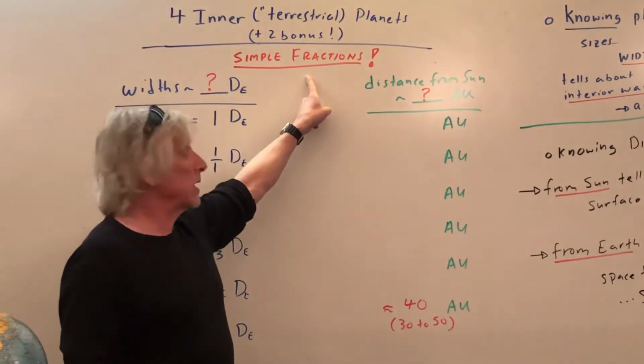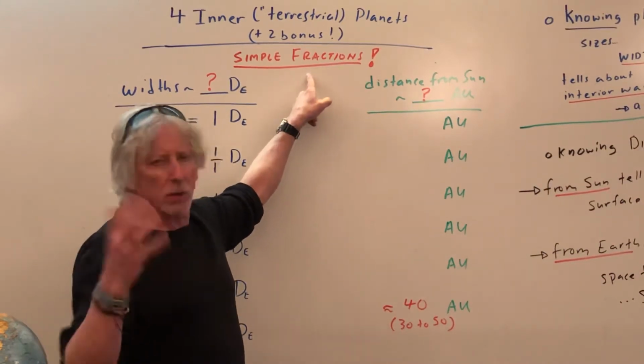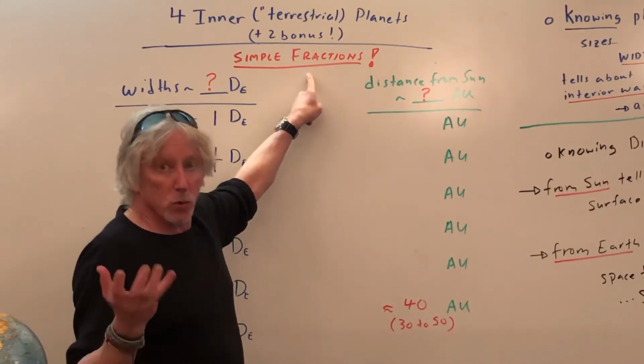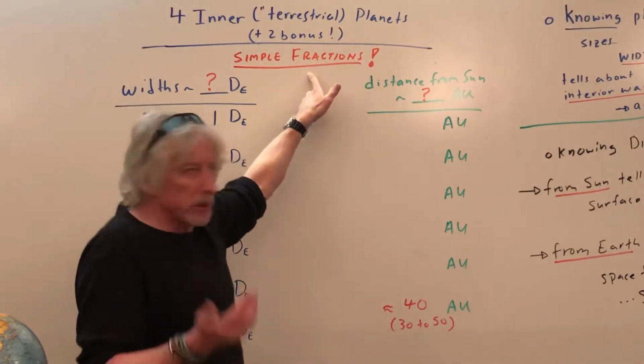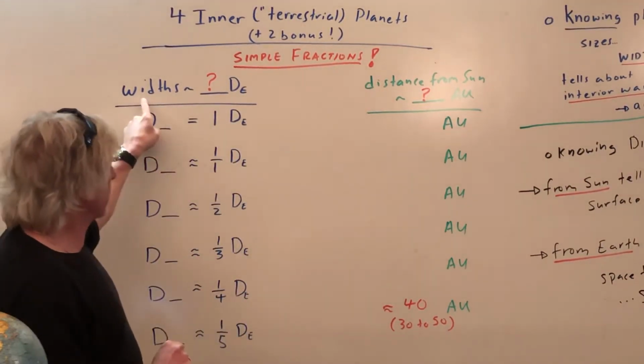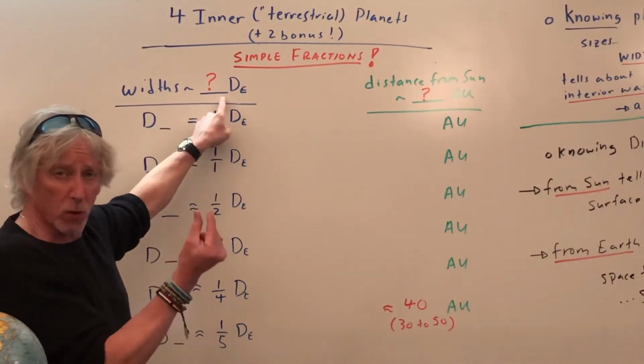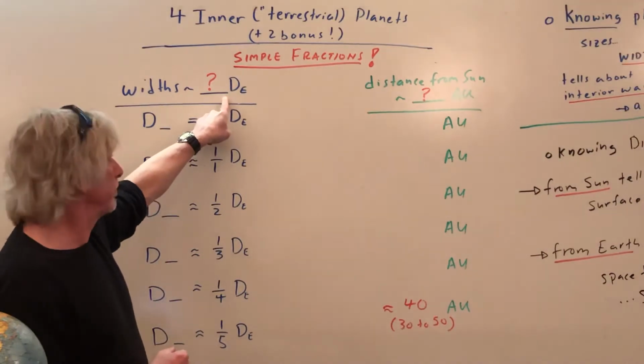Simple fractions is the memory aid. It's amazing. These aren't exact numbers. You can look those up, but you'll never remember them unless you use them. And if you're doing science, you use them. But to get a sense, we can say, how wide are they compared with Earth? How many Earths wide, or fractions of Earth, if they're smaller?